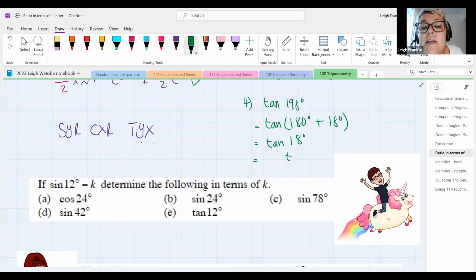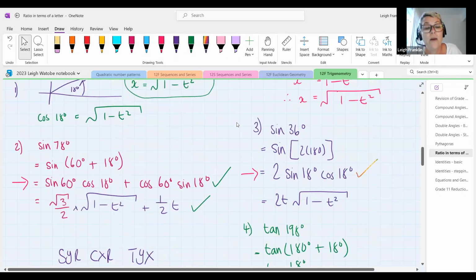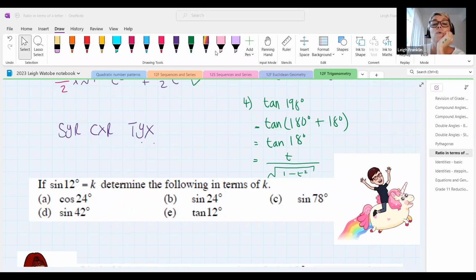So it would have been t at the top over root 1 minus t squared, because y was equal to t and x was equal to 1 minus t squared. There we go. All right, perfect. That is now correct. Yes, Nolwazi, you are correct as well. So we've just got to be careful of that. Remember, tan is y over x. So t over root 1 minus t squared.